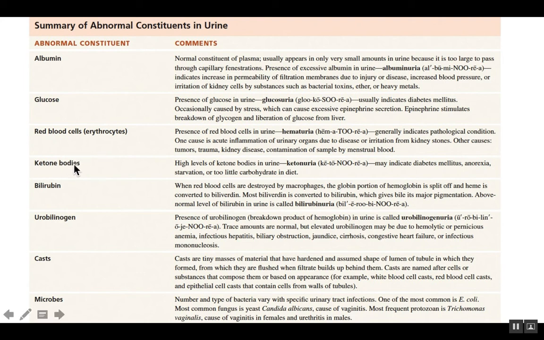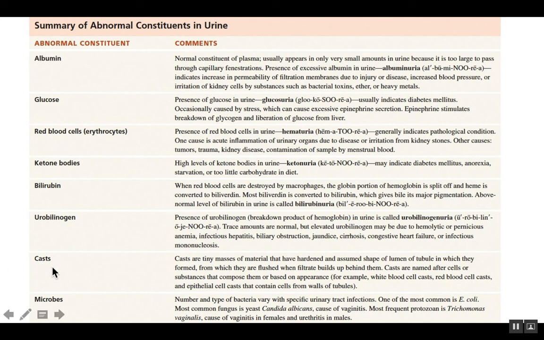Ketones we mentioned. Ketones are a result of little carbohydrate but high fatty acid utilization. So in diabetes, cells aren't getting glucose. It can't come in to the cells. So those cells are using fatty acids. And when the cells use fatty acids for energy, the result are these ketone bodies.